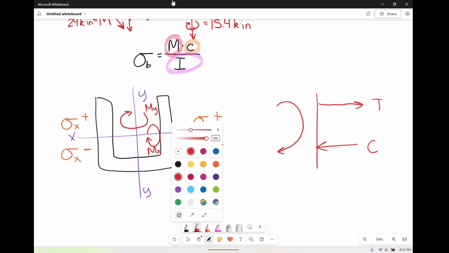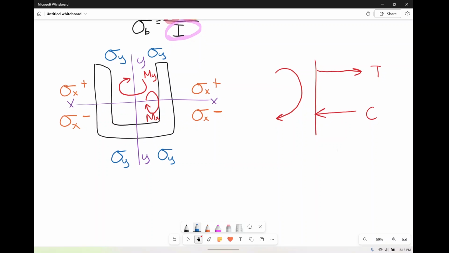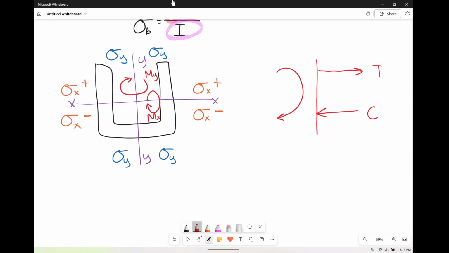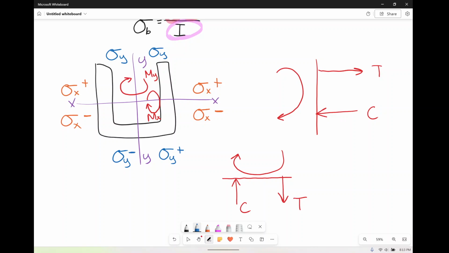Then we shall swap to a new fun color, and we can do the same thing for bending about the Y. So sigma Y is going to be on either side of the Y-axis, and it's going to have effectively the exact same concept. If we are bending this direction, we're going to be coming out of the right and going in to the left. Coming out of the right is going to be tension, going into the left is going to be compression.